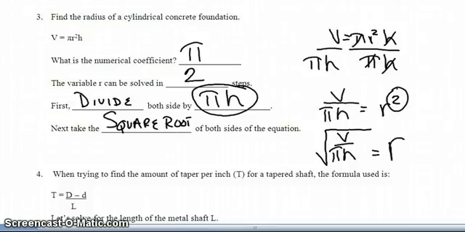Pause the video at this point and give example 4 a try. You're going to find the amount of the taper per inch, in this case a capital T for a tapered shaft, using the formula T equals D minus lowercase d, all divided by L. Oh, and we're going to solve for L, I'm sorry, the length of the metal shaft.